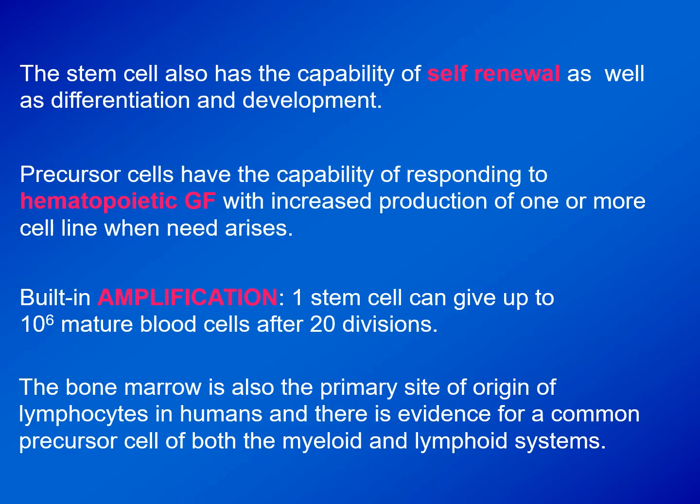The precursor cells have the ability to respond to hemopoietic growth factors with increased production of one or more cell lines when need arises. There is a built-in amplification in such a way that one stem cell can give up to 1 million mature blood cells after 20 divisions. The bone marrow is also the primary site of origin of lymphocytes in humans. There's evidence for a common precursor cell for both the myeloid and lymphoid cells.